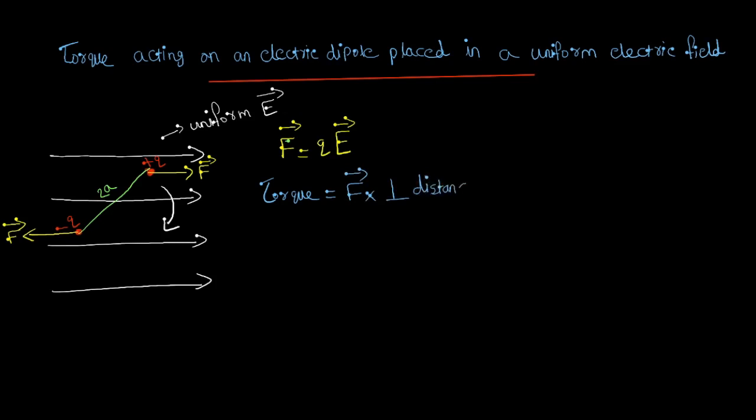We already know the force. Force is charge into electric field. What is the perpendicular distance? This length is the perpendicular distance. When we complete this, we get a triangle. We give the names A, B and C. Then this side BC is the perpendicular distance.